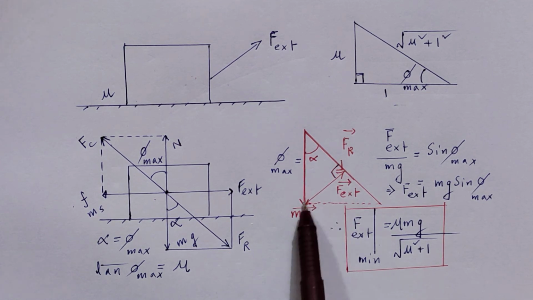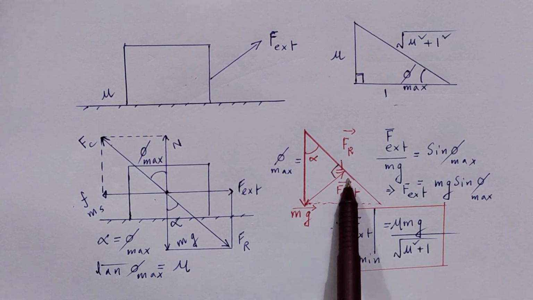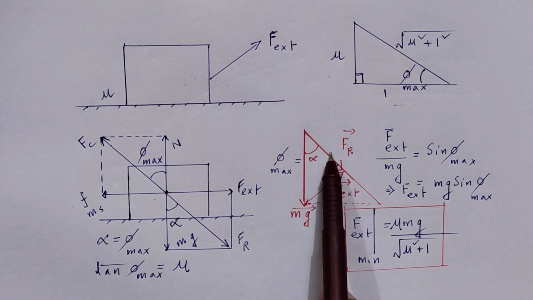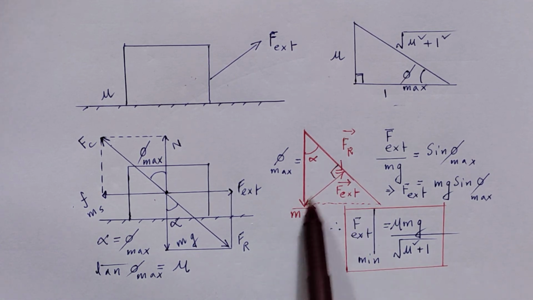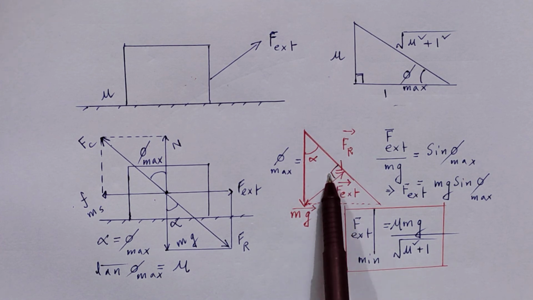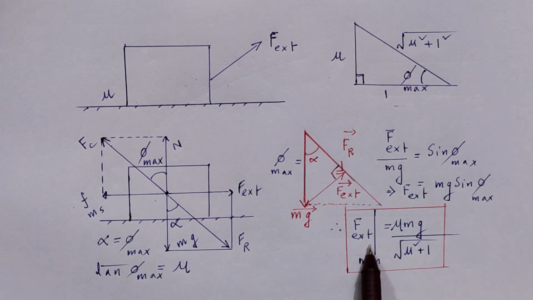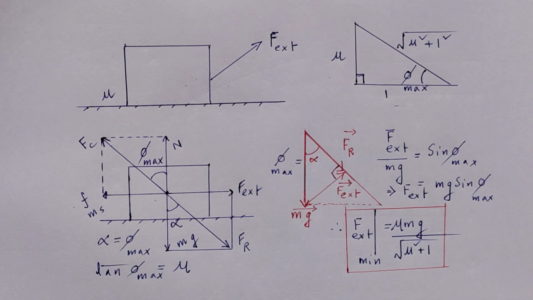So F external, in order to be minimum, can touch this line anywhere. It can be here, it can be there. But this is the minimum distance between this line and this line if we draw a perpendicular. So F external, in order to be minimum, must connect this line normally. From here I can apply this simple concept and solve it using basic trigonometry. And this is the minimum force that is needed in order to just make this block slide.